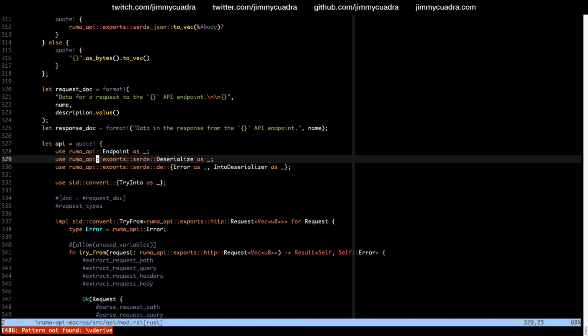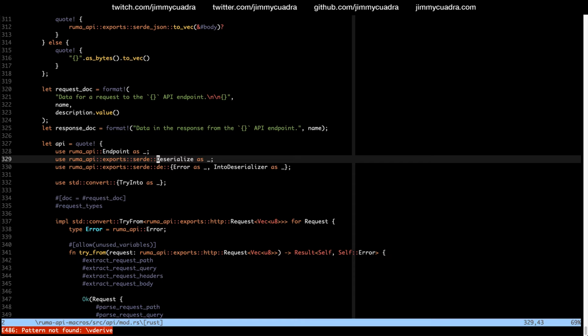How do I distinguish from the two? That's interesting. Now, this is kind of confusing because Serde has these two traits, Serialize and Deserialize, but it also exports procedural macros that allow you to derive those two traits for a type.